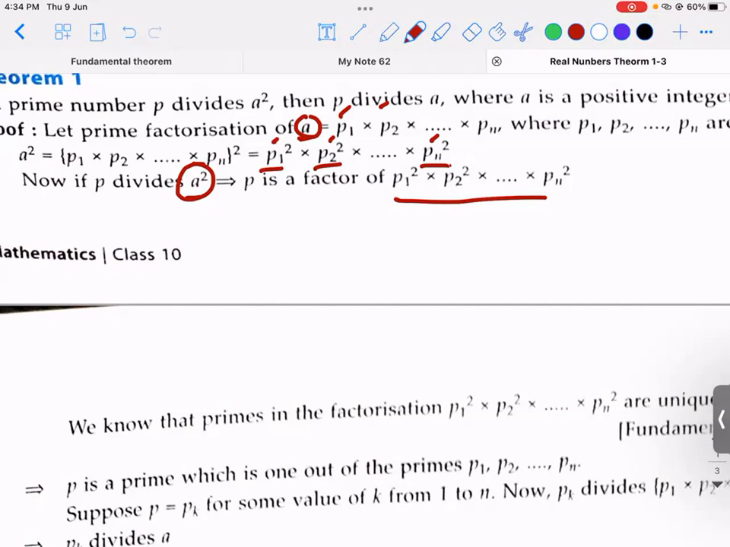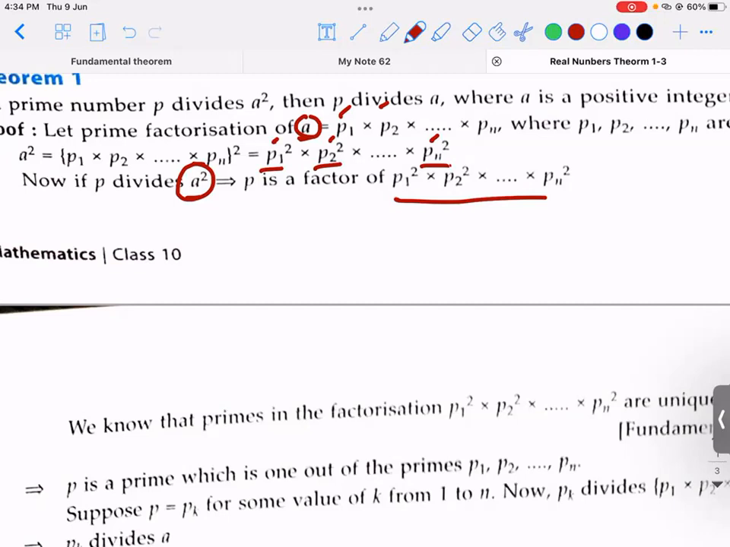What I'm trying to say is A is equal to P1 into P2 so on till Pn. N primes are written. So for A square you have P1 square, P2 square into so on till Pn square. You know that you can write it in dots also, right? P should be a part of this gang.